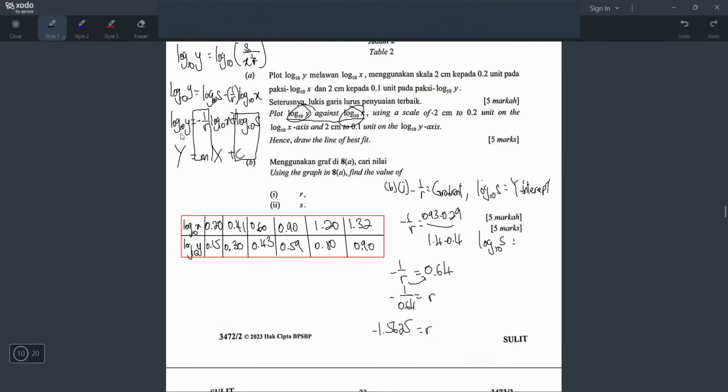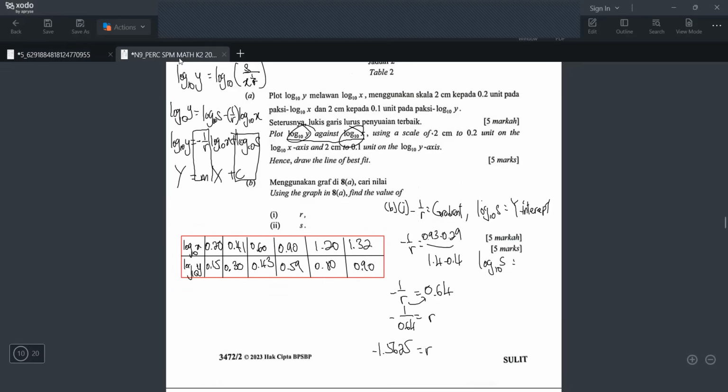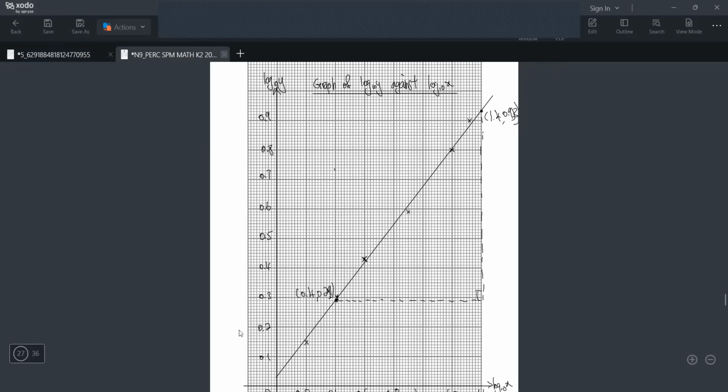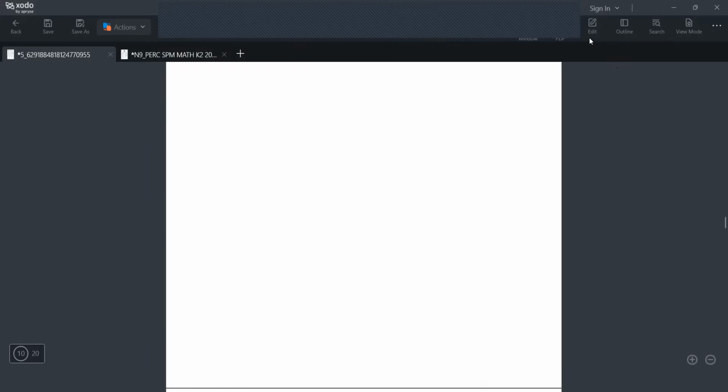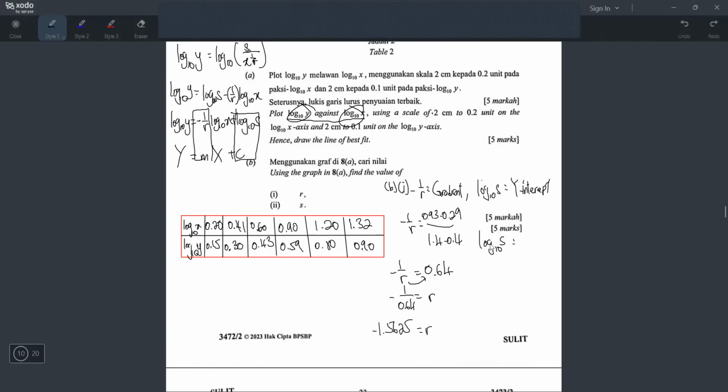Okay, let's continue with the y-intercept. So let's go to my graph. What is my y-intercept? Okay, according to my graph it is 0.01, 0.02, 0.03. 0.03 is my y-intercept. So that's the value that I will put in here. And then how to find my s? Just move the log 10. So the log base becomes the number base. Okay, means you do anti-log.